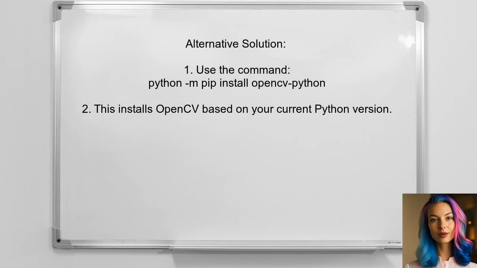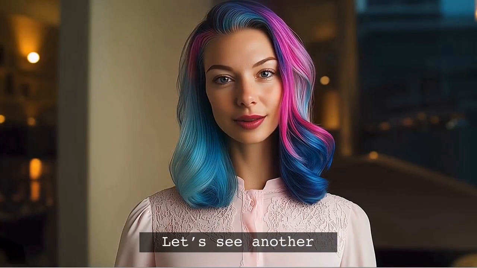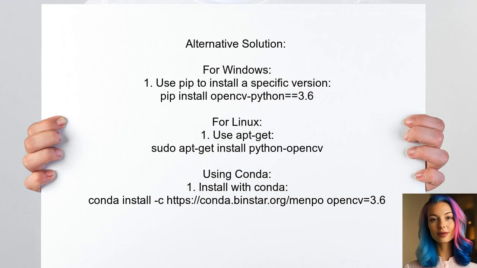An alternative solution provided by a user suggests using the command python -m pip install opencv-python. This command will install the version of OpenCV that matches your current Python installation. That's the end of that answer. Let's see another perspective. An alternative approach for installing OpenCV is provided by another user.